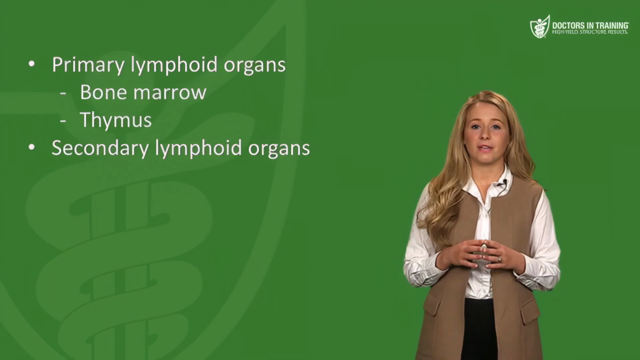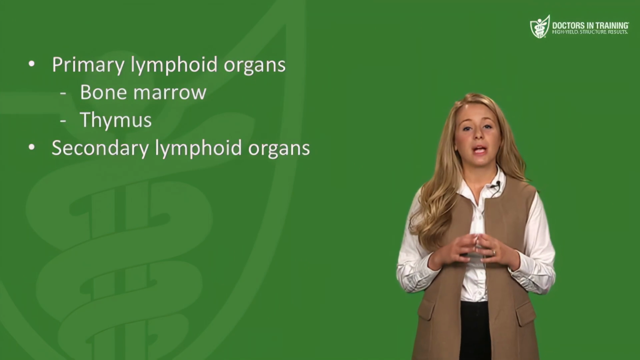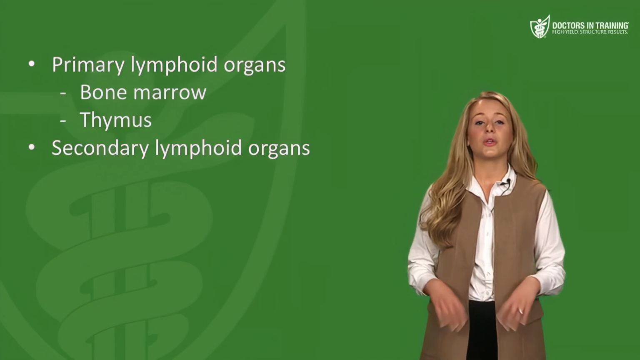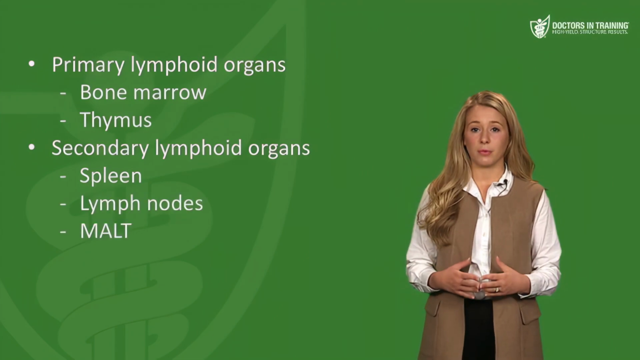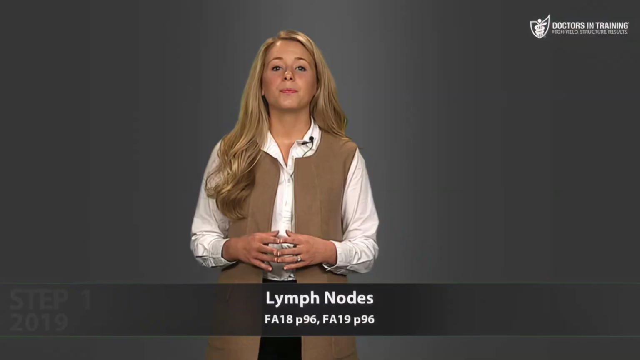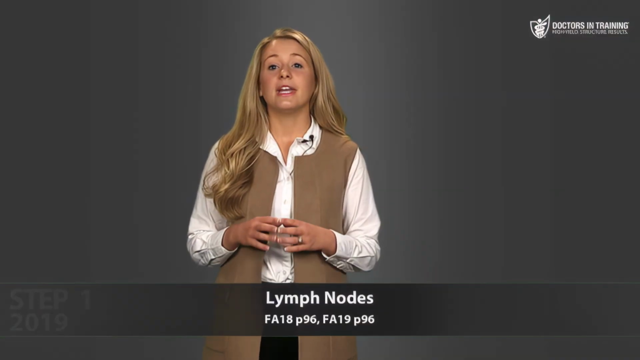Then, the secondary lymphoid organs are just as important as the primary lymphoid organs. These include the spleen, the lymph nodes, and the mucosa-associated lymphoid tissue, or MALT. We're going to cover the spleen in another video, but let's take a look at the lymph nodes. Lots of immune cells hang in the lymph nodes until they are needed.